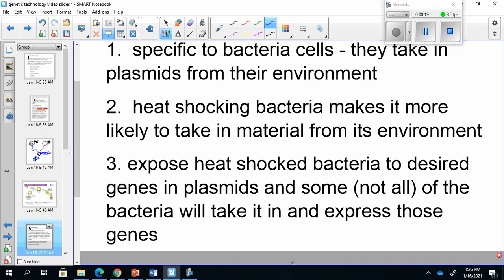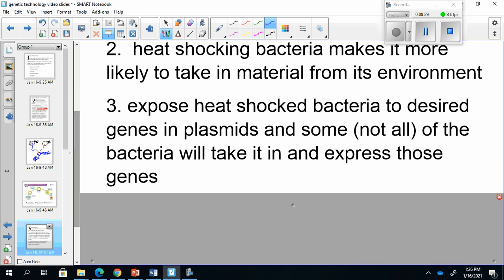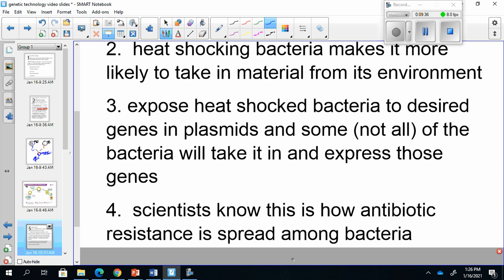Bacteria is never 100% transformable, meaning not everyone will take in the plasmids from the environment, but many of them will. You can actually figure out the percentage that were transformed just by seeing which percentage got the gene that you were exposing them to.